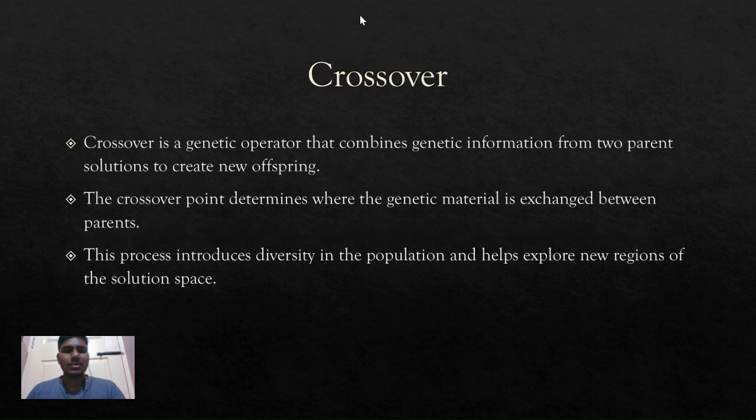Next, we have the crossover process. Crossover is a genetic operator that combines genetic information from two parent solutions to create a new offspring. The crossover point determines where the genetic material is exchanged between the parents. This process introduces diversity in the population and helps explore new regions of the solution space.